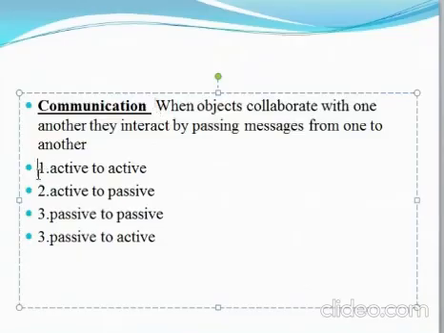The active class is a client, whereas the passive object or class is a server. So the communication may be active to passive, which is client to server, or passive to passive, which is server to server, or passive to active, which is server to client. The communication may be done in any one of these ways. This is about how objects collaborate, by interacting with each other and sending messages. That is communication.